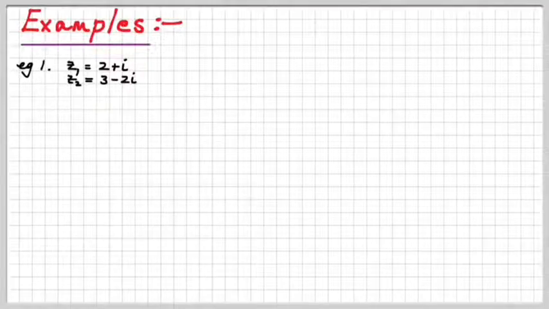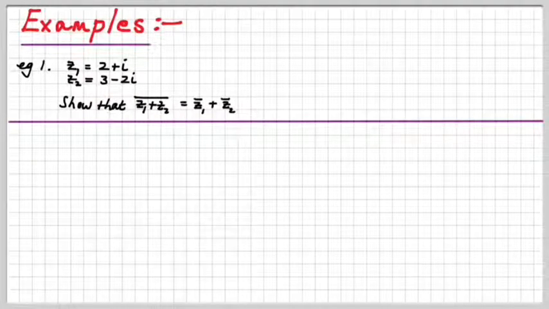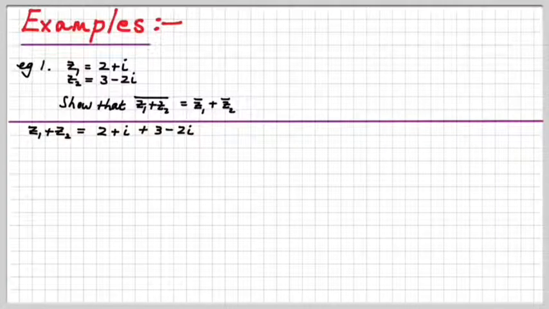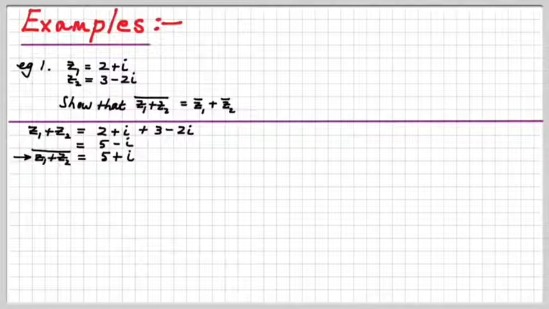Alright, some examples for us. Here's Z1 and Z2. Now what are we asked to do? We're asked to show that the conjugate of Z1 plus Z2 is equal to the conjugate of Z1 plus the conjugate of Z2. Alright, let's see if we can prove that. Now, Z1 plus Z2 is equal to this, which is very easy to work out. It'll be 5 minus i, okay? Now, the conjugate of that would be 5 plus i, okay? So that's the left-hand side of this equation here.